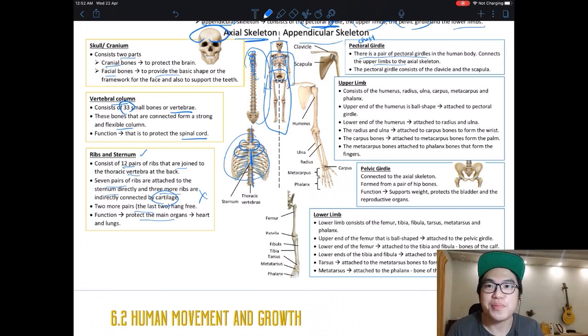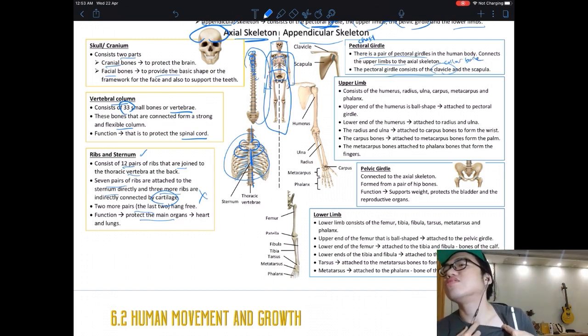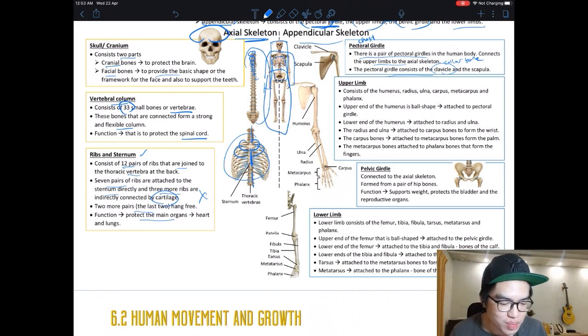Girdle means frame. 支架 is like a frame. Can you see this is a frame? My shoulder is a frame. This shoulder will connect to your arms. The pectoral girdle consists of the clavicle and scapula. What is the clavicle? Clavicle is the collarbone. 锁骨, this one. This is the clavicle. What is your scapula? Scapula, we call it the shoulder blade.